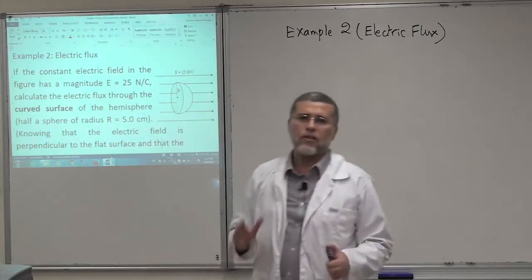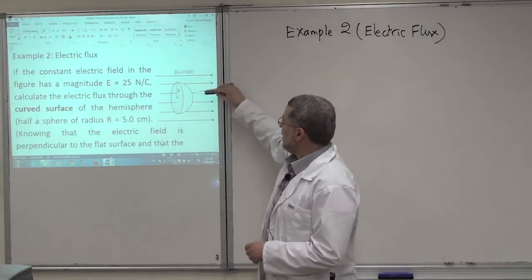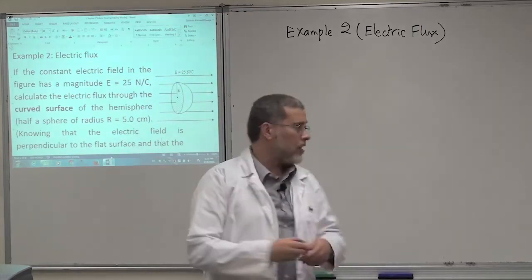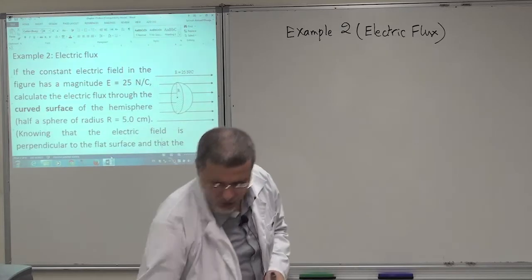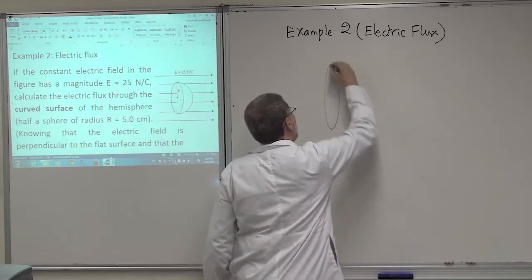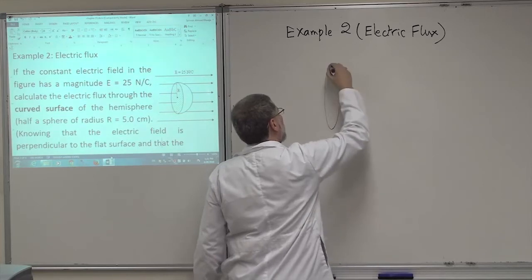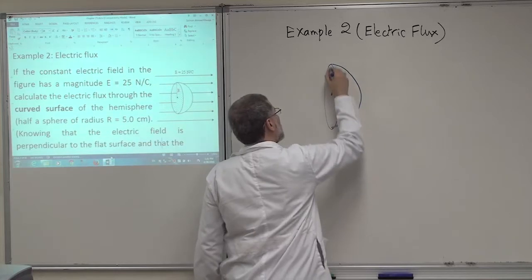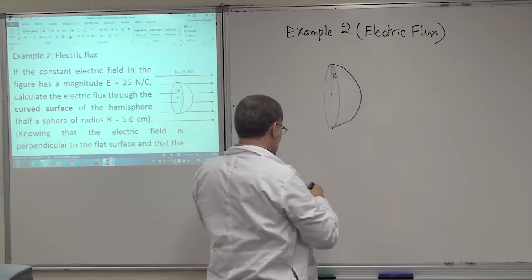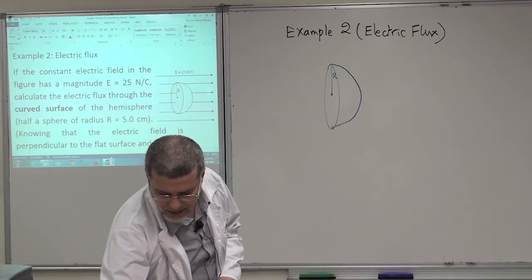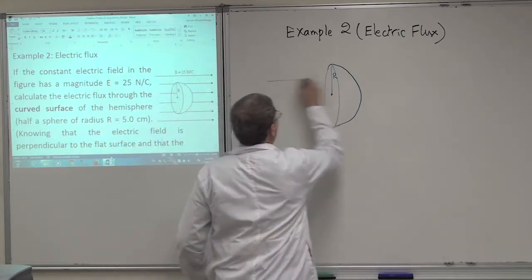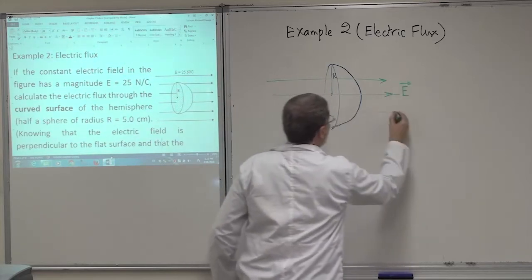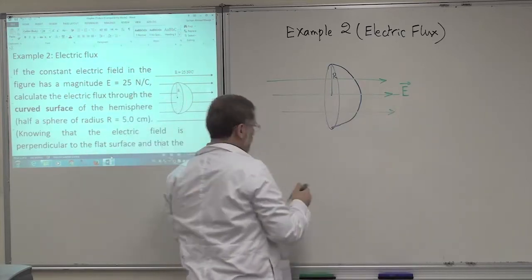So the electric flux is coming from the external electric field, which is crossing this surface. Of course, that electric field is crossing two surfaces. Let me just draw this example for you. That's the flat surface, and this is the hemisphere, of radius r. And the electric field is crossing in this direction here. Let me draw it in green. That's the electric field. It's uniform, and it is given to you: 25 Newton per Coulomb.